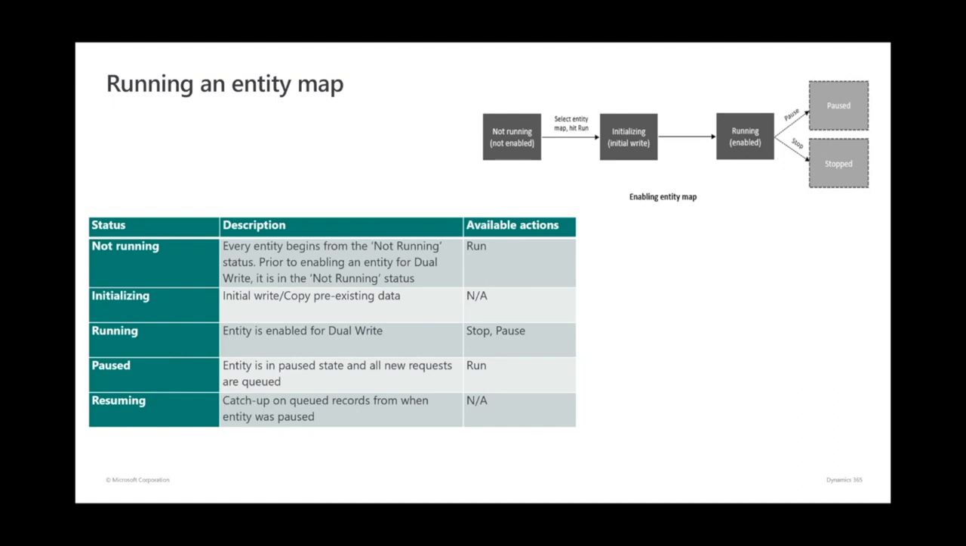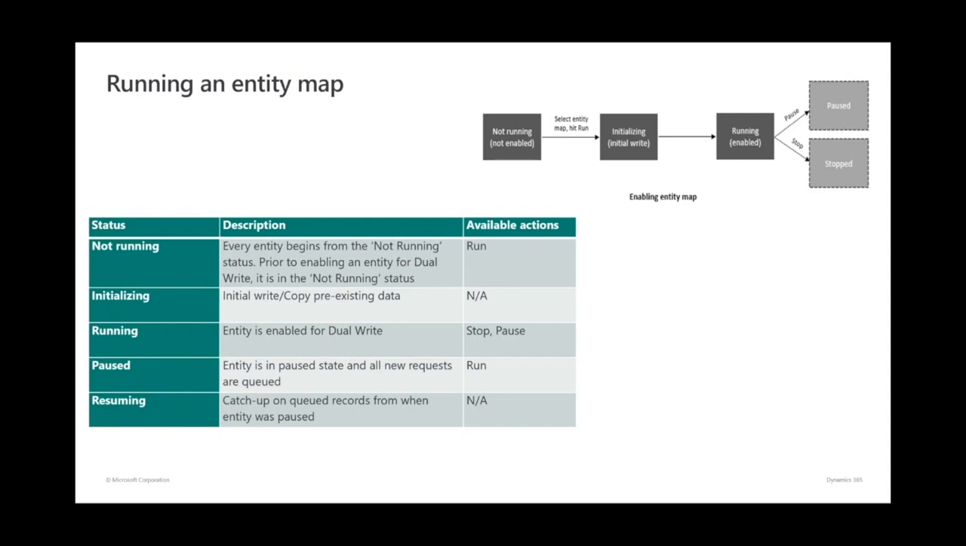As soon as you click on run, it goes to the first state of initializing the entity. So it's an initial write. It's a copy of pre-existing data which is happening. So we need to prepare the CE environment or the F&O environment for data which already exists at the moment in the environment. As soon as that's done, the map is able to be enabled, and that goes automatically, and then it goes to running. So it's executing, reacting on the events and on the plugins which are happening. You can stop and pause it.